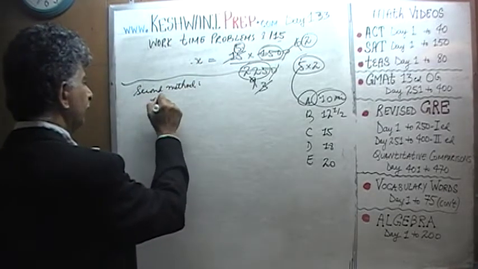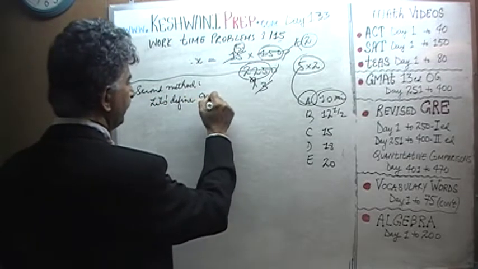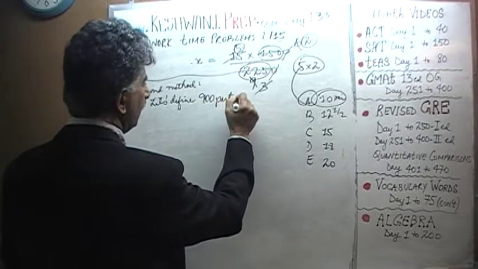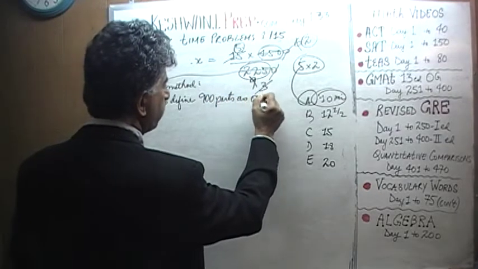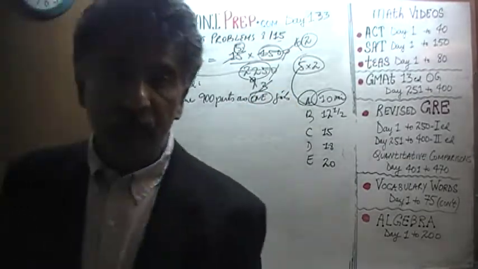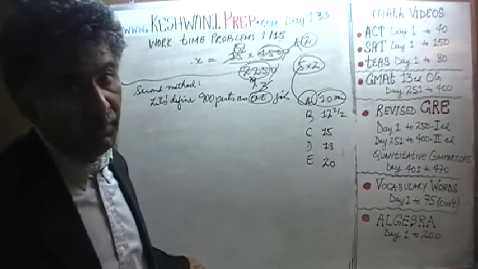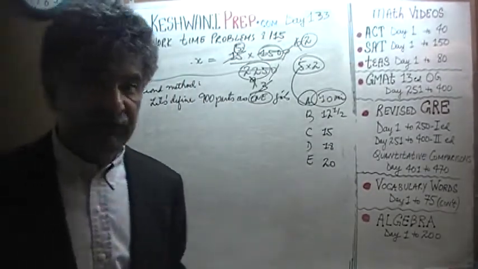Let's define 900 parts as one job, as a job. So in the second method, when we refer to a job, what we mean is 900 parts. Let's get going. One guy takes 10 minutes, the other guy takes 15 minutes.